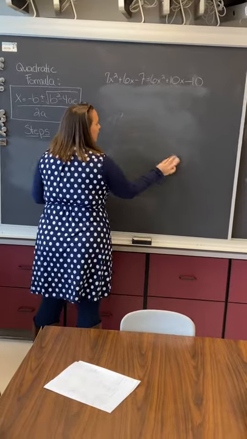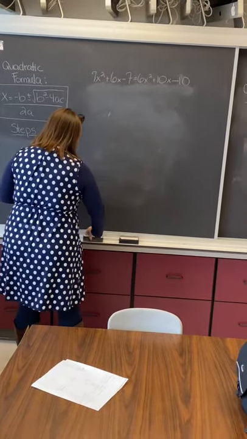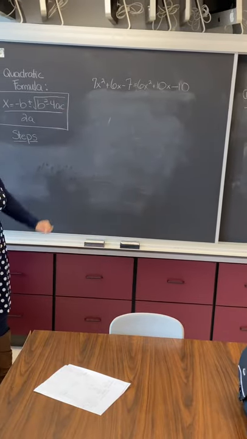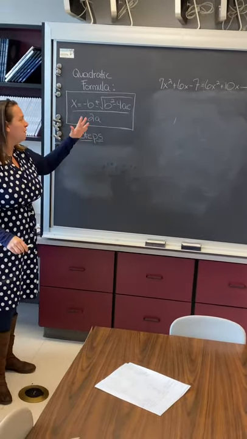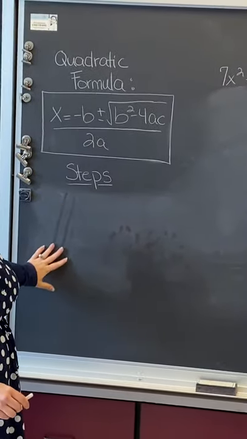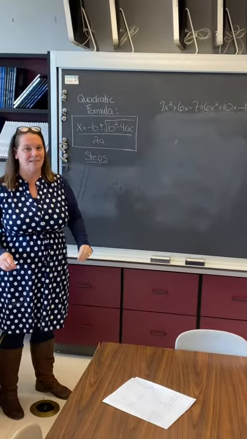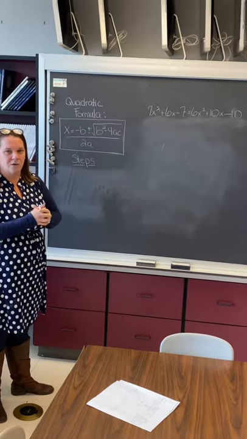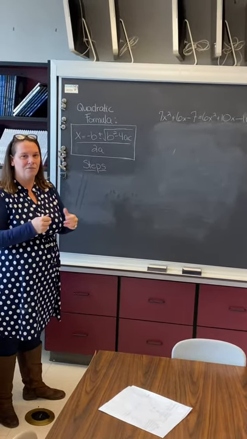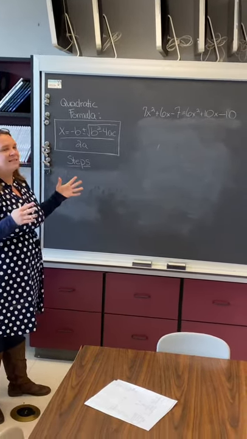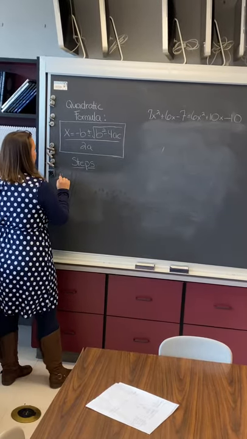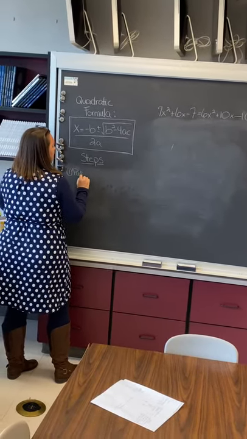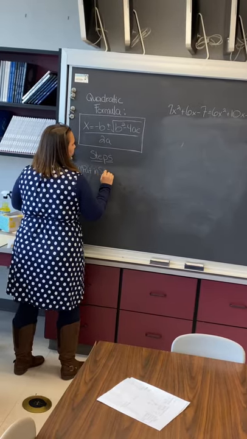So everybody pull out your guided notes in Schoology. It's going to look a lot like this. We're going to go over the quadratic formula. We're going to talk about it step by step, and we're going to try it step by step. The quadratic formula can be used for any quadratic equation, even if you can factor it, even if you can complete the square. But it has to be in standard form. Step one is put your equation in standard form.